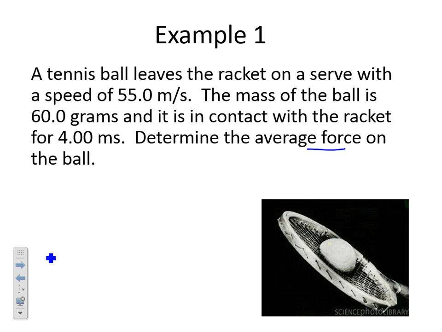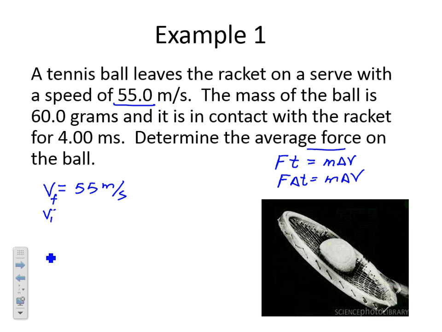So let's list what we know. We have a speed, so that's going to be its velocity of 55 meters per second. Now, is that Vi, is that Vf? Because our basic equation is Ft equals m delta v. Now, a lot of times you'll see F delta t equals m delta v. So if we say that's its final velocity, let's say its initial velocity is 0.